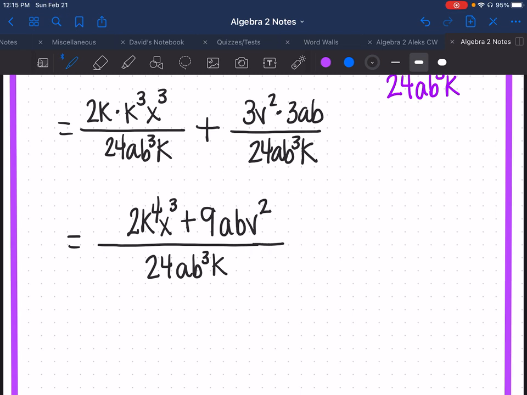Now, what I'm going to look for here is, can I factor anything out that will cancel? I could cancel a 2 here, but I cannot cancel a 2 here. 9 is not an even number. I have a new variable on the top. In fact, I have 2 new variables on the top. So I'm going to go ahead and say this is my final answer.